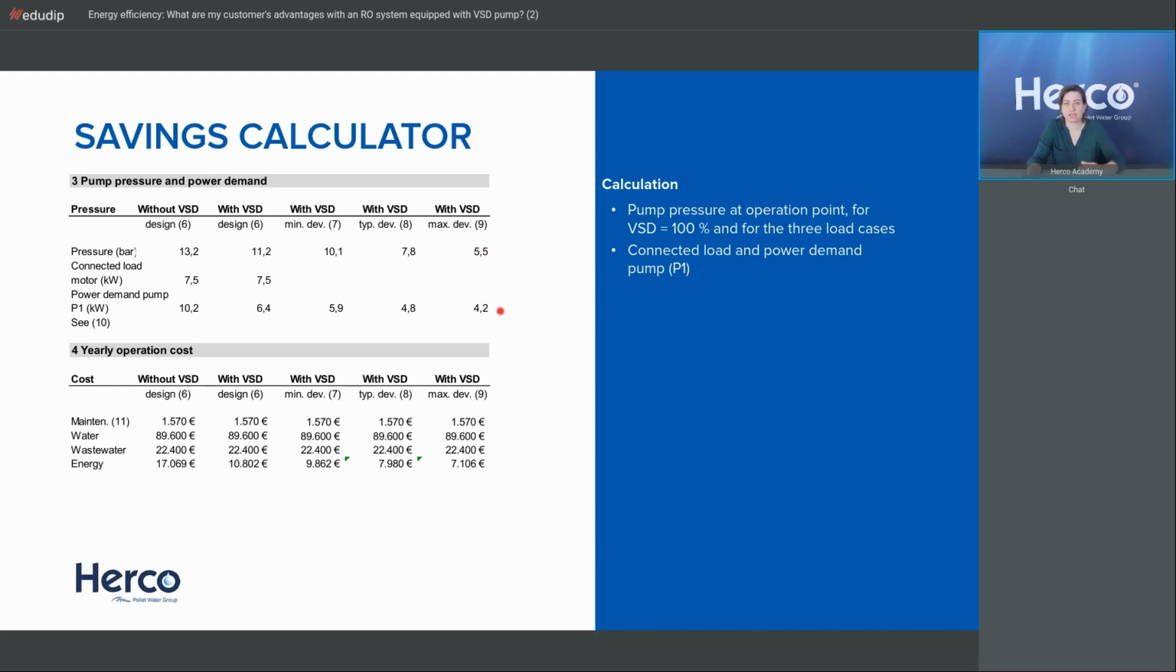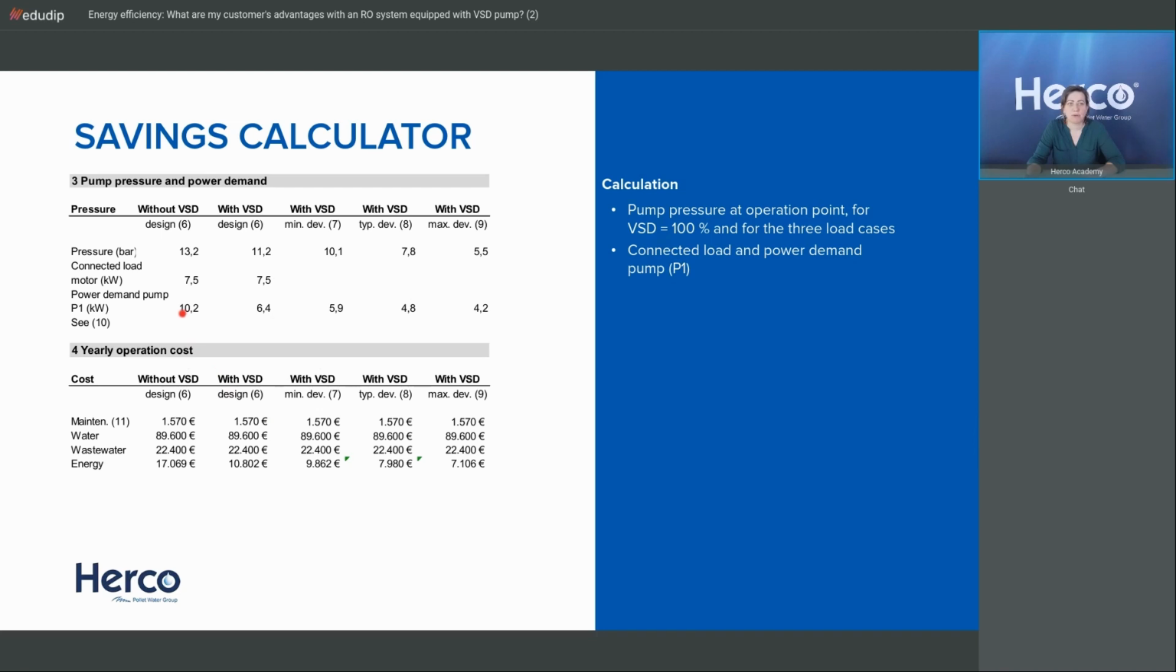So we have looked for all this data. All this data is in a second sheet in our tool, and it just pulls the data depending on which unit you choose. You see here the connected load as well. Here's a case where the connected load is lower than the power demand. Typically, the power demand is lower than the connected load. We have included that just for information.